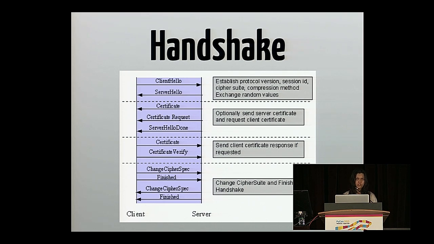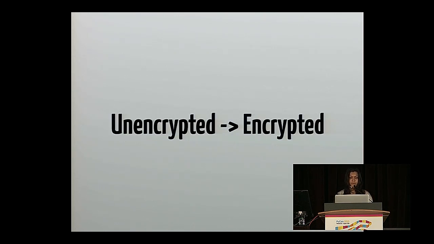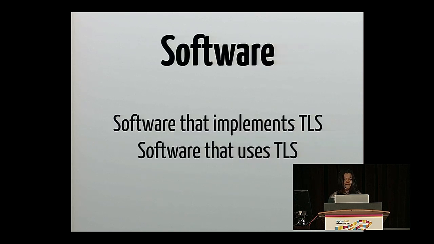The server responds with a server hello. They exchange information, keys, and other things needed to establish a secure connection. And then a lot of decisions are made. They need to agree upon a protocol version, encryption algorithm, hash algorithm, key exchange algorithm, cipher suites. But once all these decisions are made, with some magical math and a couple of TLS messages, the switch of encryption is flipped, and yay, everything is secure. I mean, in theory at least.